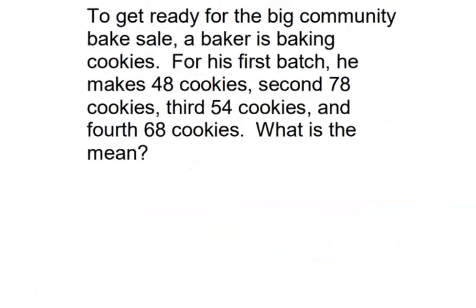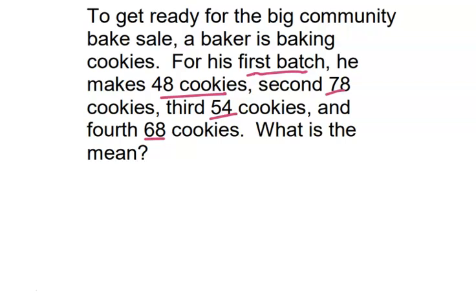To get ready for the big community bake sale, the baker is baking cookies. His first batch, he made 48 cookies. The second is 78 cookies. The third is 54 cookies. And the fourth is 68 cookies. Okay, so what is the mean?